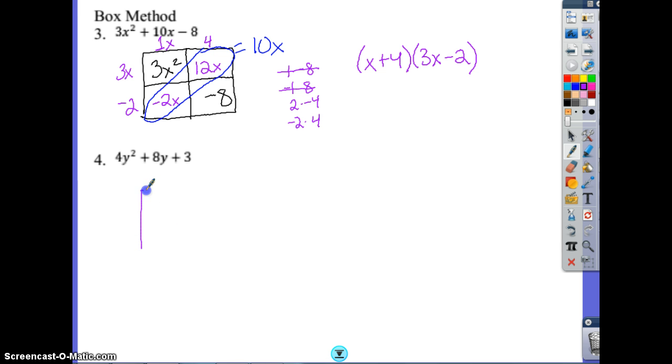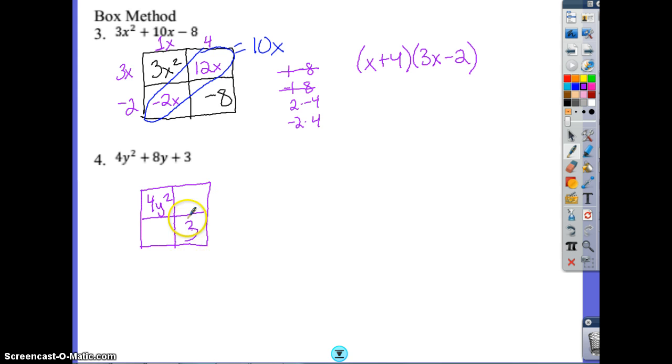Okay, if we go on to do the box method down here, our boxes in this case are always going to be 2 by 2 boxes, or 4 boxes within the grid. We're going to put the 4y squared in here. We're going to put the 3 down here. I challenge you to try to see if you can do this one.